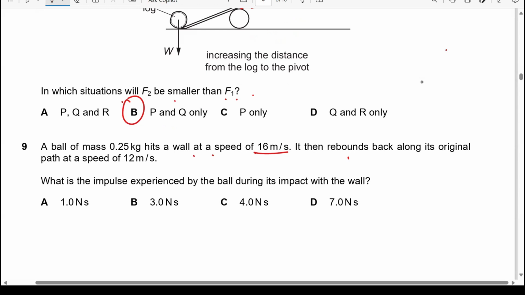It then rebounds back along its original path at a speed of 12. Okay, this is the ball of mass 0.25 kilograms, and the speed is 16 meters per second. Then it rebounds back along its original path at a speed of 12 meters per second. What is the impulse experienced by the ball during its impact with the wall?